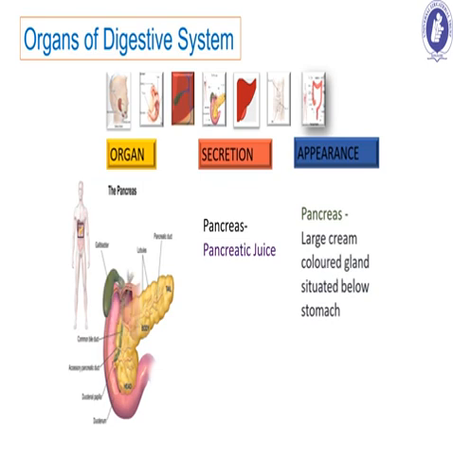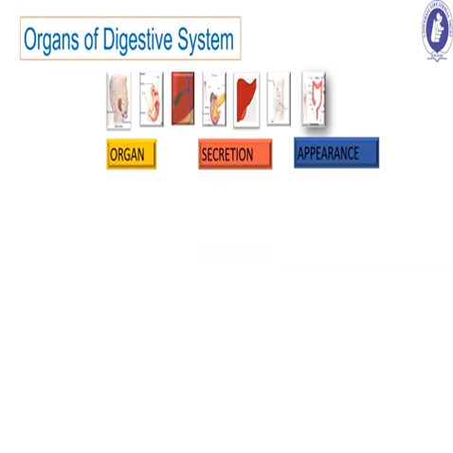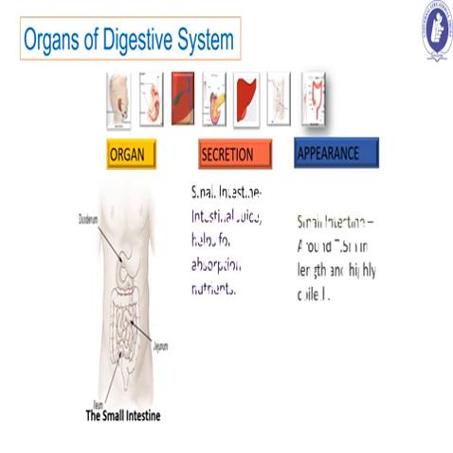The next organ in the digestive system is the pancreas. It is a large cream-colored gland situated below the stomach. The pancreas produces a juice called pancreatic juice. Pancreatic juice is also released into the small intestine. Pancreatic juice converts carbohydrates into sugar, proteins into amino acids, and fats into fatty acids and glycerol. So all these three digestions happen with the help of pancreatic juice, which is released into the small intestine.